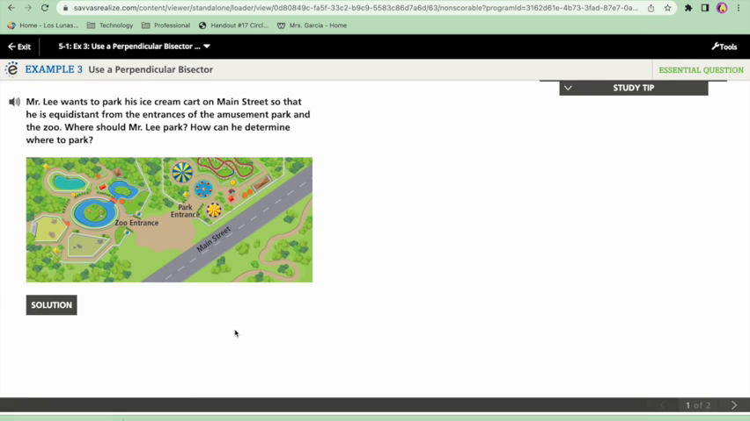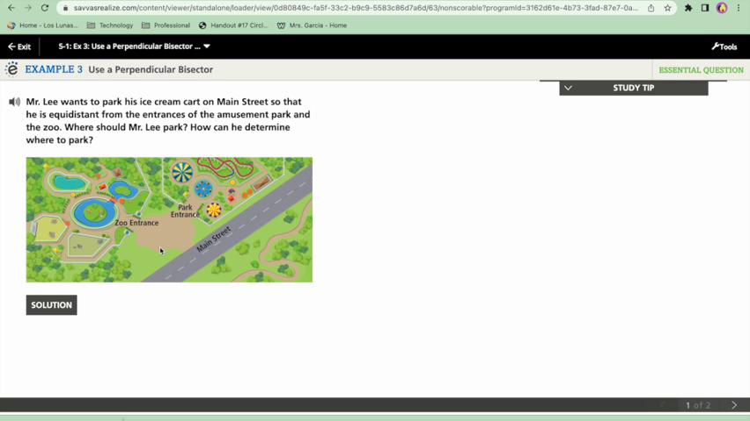This is example 3 in your notes. It's asking us to use a perpendicular bisector, and we're going to want our compass and straight edge for this. Mr. Lee wants to park his ice cream cart on Main Street so that he is equidistant from the entrances of the amusement park and the zoo. Where should Mr. Lee park? How can he determine where to park?